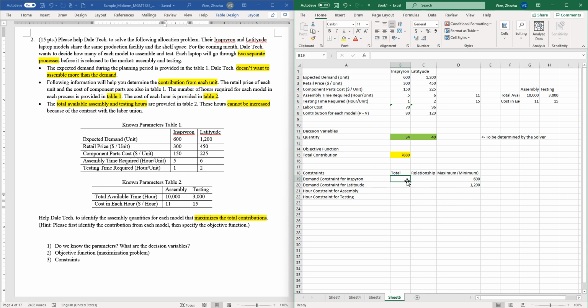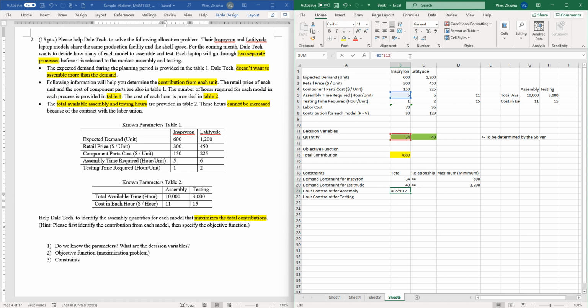So the total number of Inspiron will be the total quantity determined by the solver. Total quantity determined for the latitude. So the relationship is less than or equal to, okay? Less than or equal to. And the hours constraint for assembly. So this is the total number of hours dedicated to both models. So for each Inspiron, you need to spend 5 hours, and you are making this number of Inspiron.